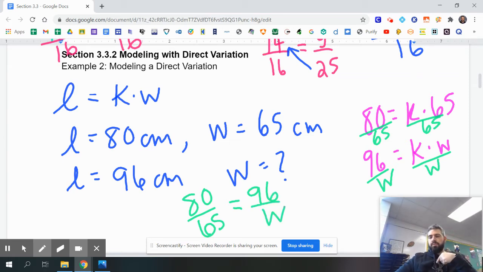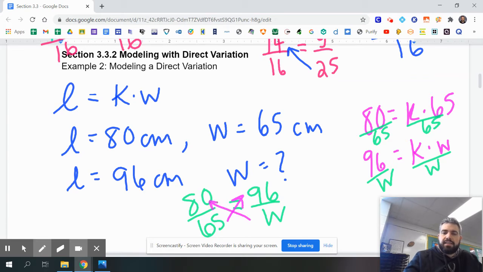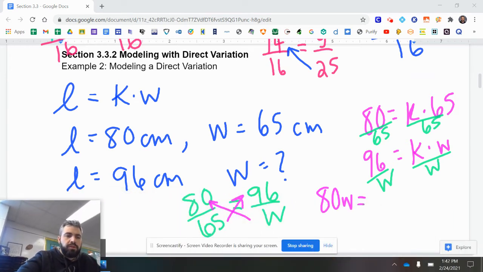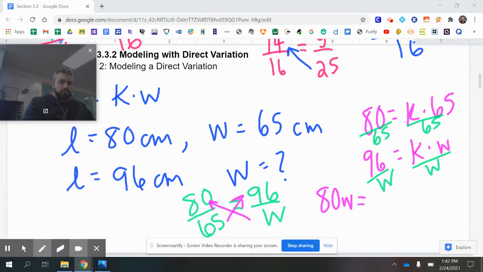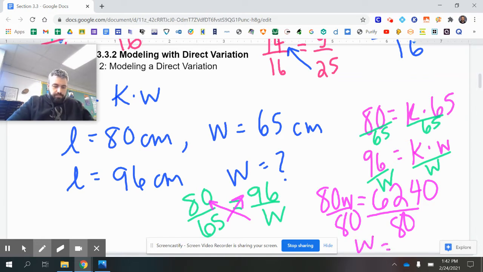Now, a problem like this is a little bit more challenging, right? Before, we just multiplied by 25 and then you could divide by 16. This one's a little bit more challenging, but that's okay. We can still do it. So what we're going to do is say 65 times 96 is equal to 80 times W. So 80W is equal to 96 times 65. And that's going to be 6,240. Now we divide by 80, and we find W to be 78 centimeters.